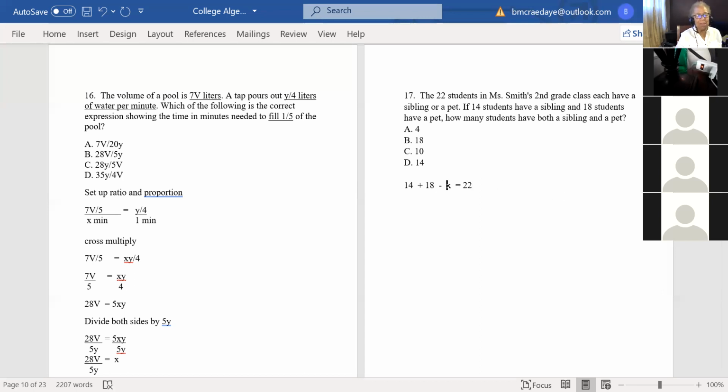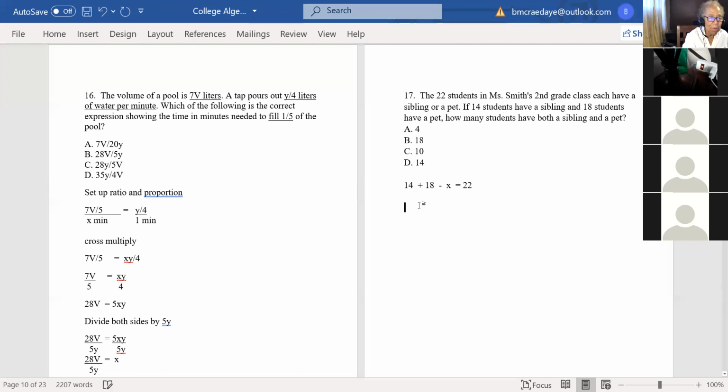Do you follow? Because if you don't, that's why you got a total of 32 and there are only 22 students, because some of them are counted in both places. So you add up the number of students who have a sibling plus the ones that have a pet, subtract out the ones that have both, and you get your total of 22. That's how many students are in the class.